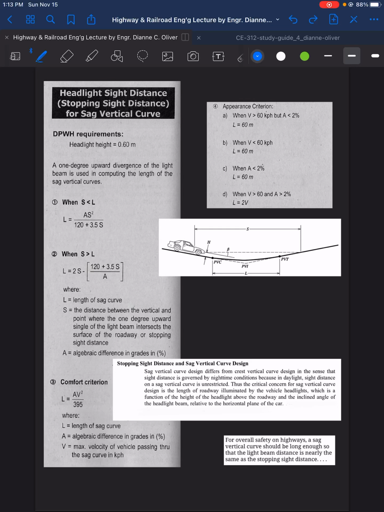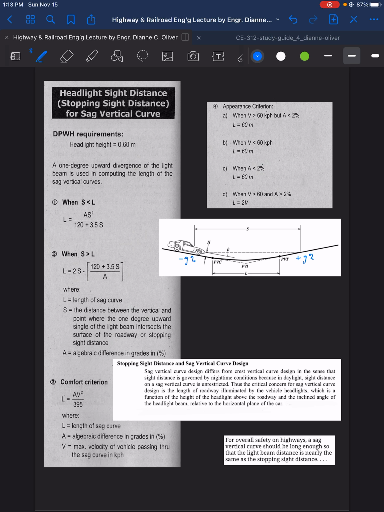Let's now continue our discussion under geometric design for highways. This time we will consider the vertical curve, the sag curve. As we described in the earlier video, for the sag curve, the vehicle will first travel a negative grade of the highway, then eventually goes on a positive grade. So it goes downward and then upward.